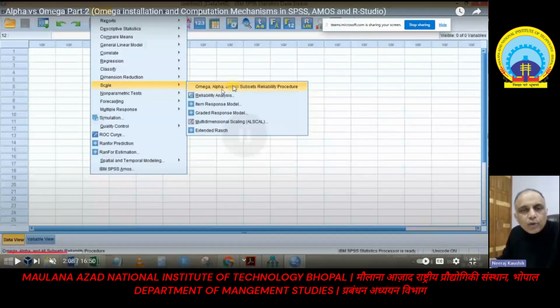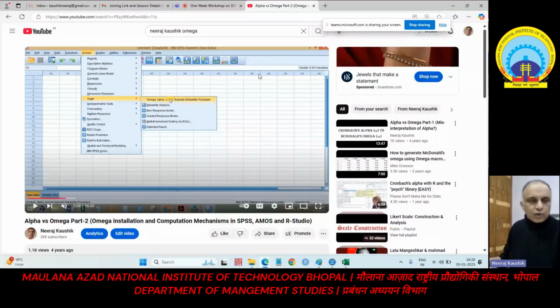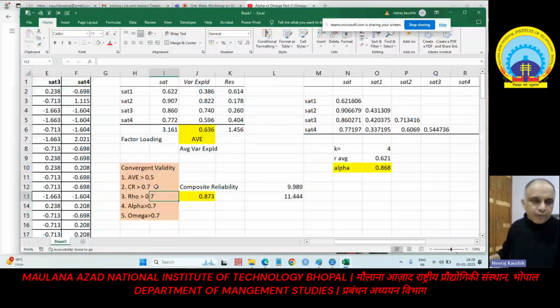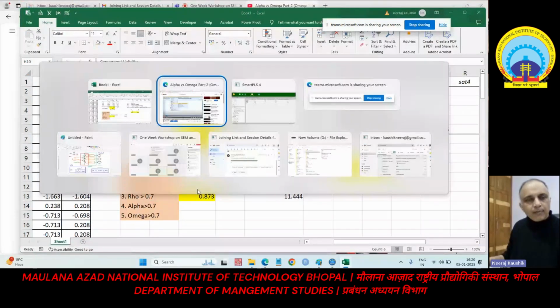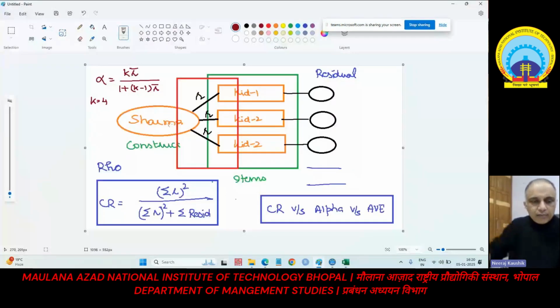So here now you get Omega, Alpha, and this. This macro can be installed in the SPSS, so you can go ahead with that. So five things are there in the convergent validity. Now come to the next part. I'm skipping this part.